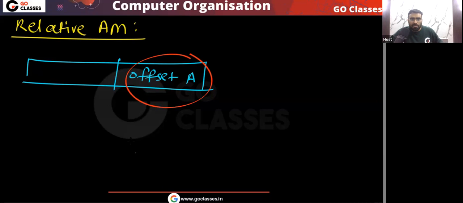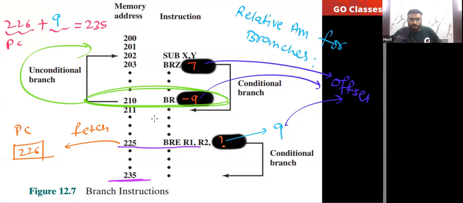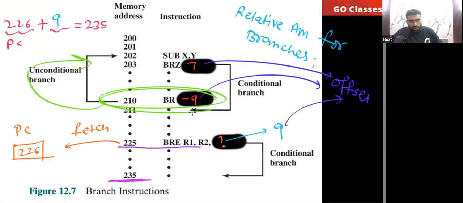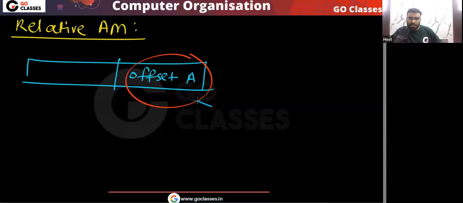Because if you want to jump to some backward location, some previous location, then you need to subtract. Yes or no? Basically, from this location, if you want to jump to some previous location, then you have to add a negative value. We are adding a negative value. So remember this offset must be a signed value.